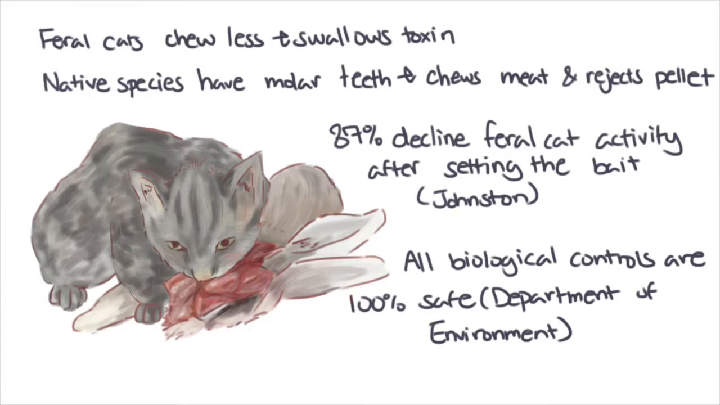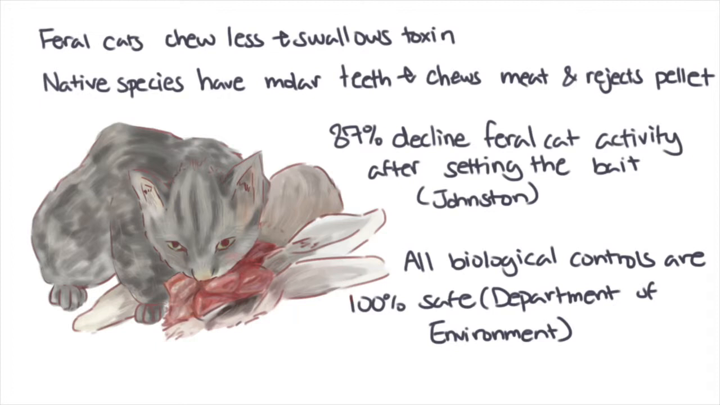Feral cats do not develop their molar teeth, so they tend to chew less, which means it is likely the cat will swallow the toxin, while the species native to Australia develop their molar teeth, so they tend to chew the meat and reject the pellet. The pellet is designed to dissolve in the stomach and deliver a rapid dose of toxin. This would prevent the native species from being affected.